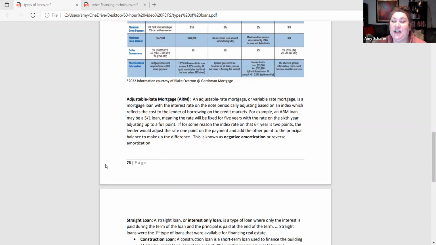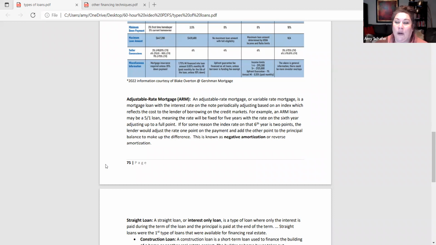Next up, we have an adjustable rate mortgage. Adjustable rate mortgages are also known as an ARM loan. And I think a lot of people confuse an ARM loan with the thing that reaches out and hands you the money to borrow to buy a house. It is an acronym that stands for adjustable rate, which means the rate can move, it can adjust.